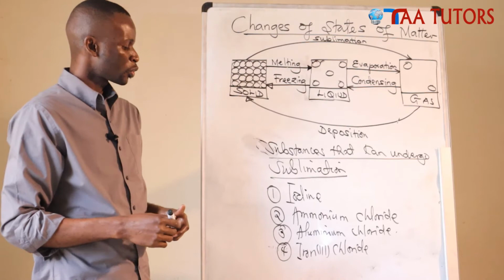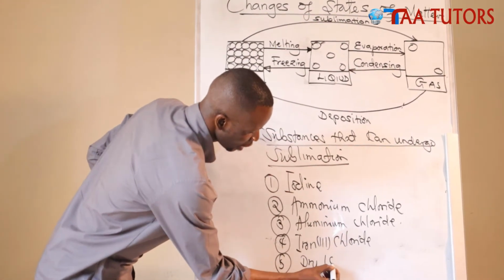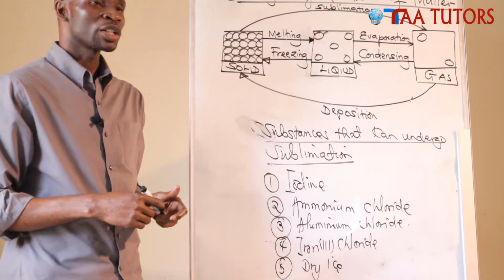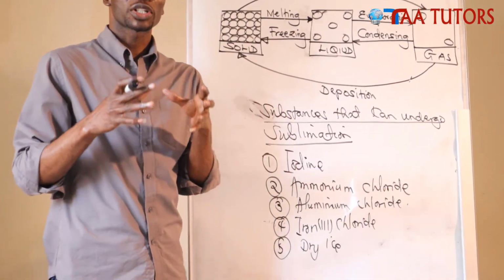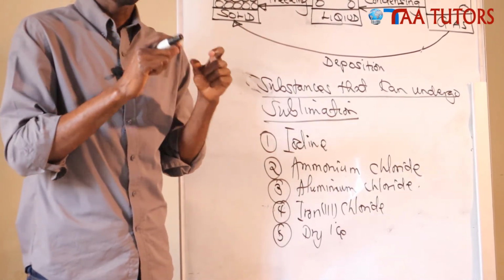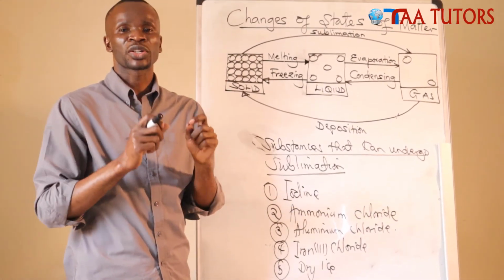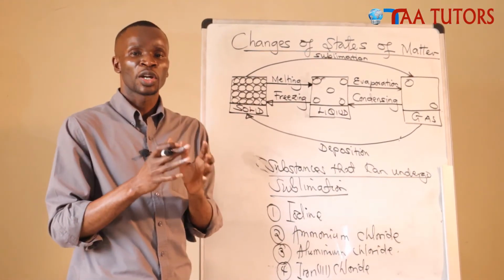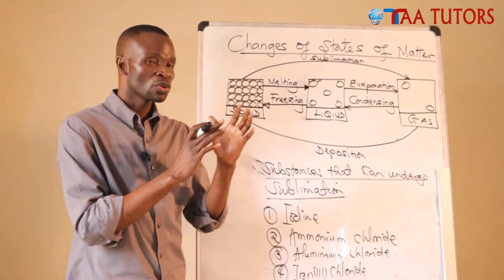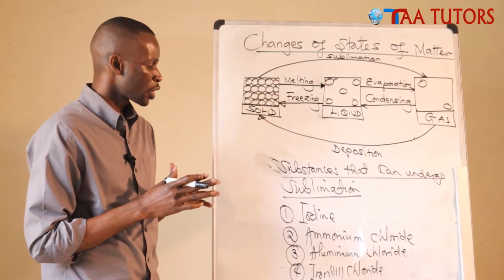Finally, I can talk about what we call dry ice. I've never seen dry ice, but dry ice is recorded as one of the substances that can undergo sublimation. It's ice that has been cooled, frozen to that extent that when you touch it, it doesn't leave wet marks in your hand. It means it's totally dry. When you heat that ice, it turns into gas. And that is very, very important for you to understand.